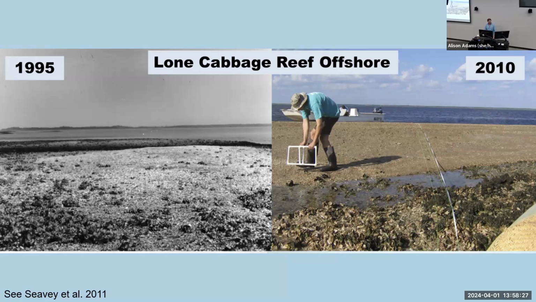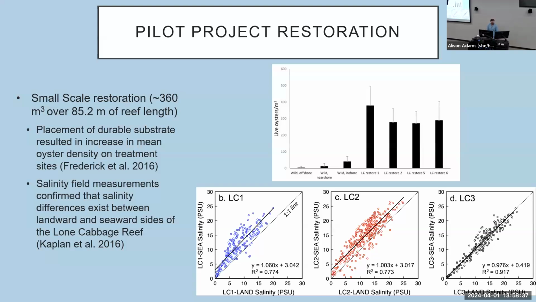And in fact, the reduction in this population was noticed by oystermen within the area, which led to some overall hypotheses about why potentially we were seeing these losses. To test these hypotheses, first a pilot project was introduced within the area. This was relatively small scale, only about 360 cubic meters over 85 meters of reef length. What they found from this pilot project was that the placement of durable substrate did result in an increase in mean oyster density on these sites, indicating that it is substrate limited and not spat limited. We just need a physical substrate for the oysters to land on to form these populations.